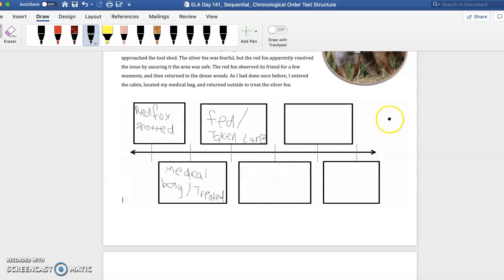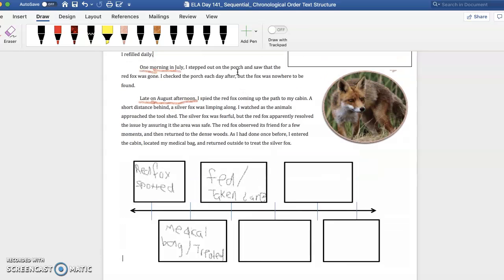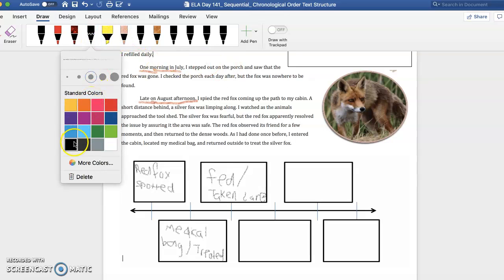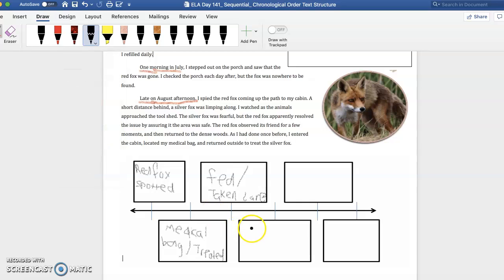Okay. And so now we're moving on to what happened fourth. After that, guys, he noticed something really strange. He noticed what happened in July. He stepped out on the porch and the fox was gone. Okay, that's very important to the text. So this is what happened fourth. So the fox was gone.